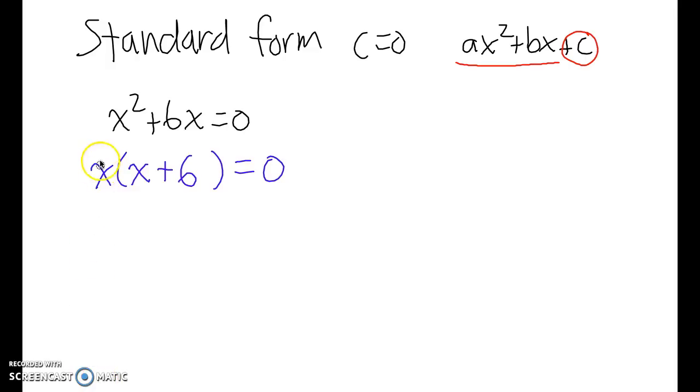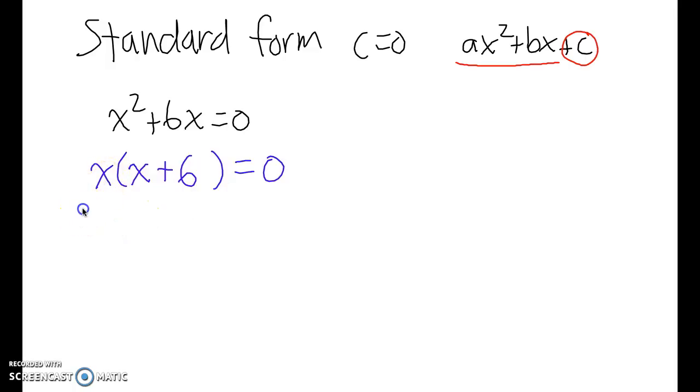So if I were to check this by distributing, x times x gives me x squared, x times 6 gives me 6x. And now that I see that I have two things times each other that equal 0, I can use the null factor law or the zero product property, whatever you choose to call it, and realize that one or both of these quantities should be 0. If one of these quantities is 0, then obviously the product will also be 0.